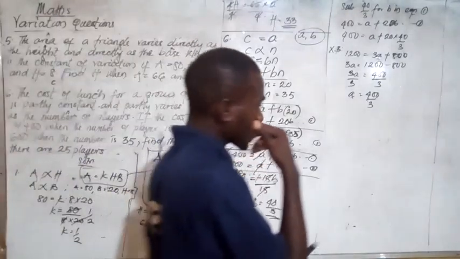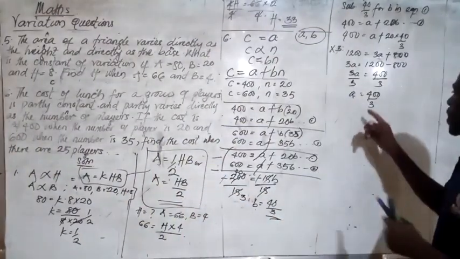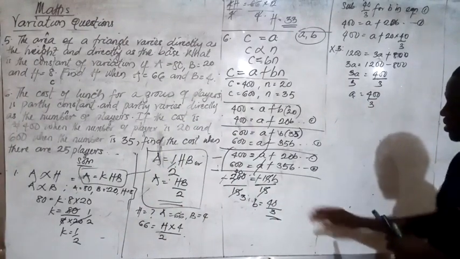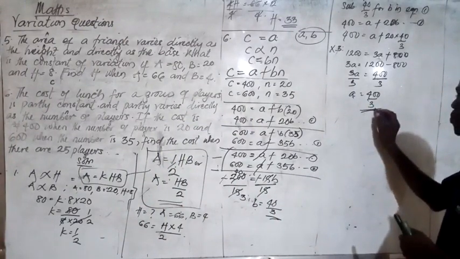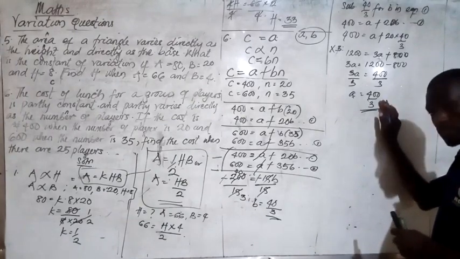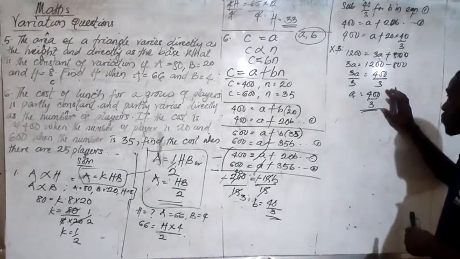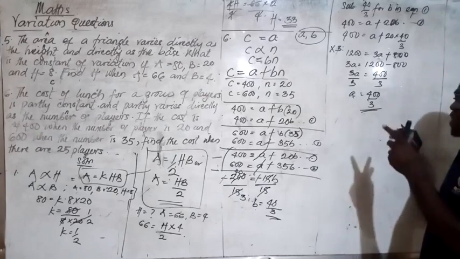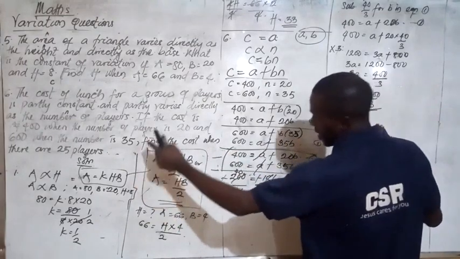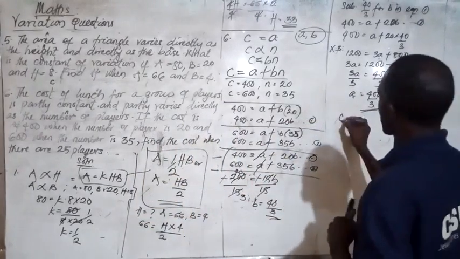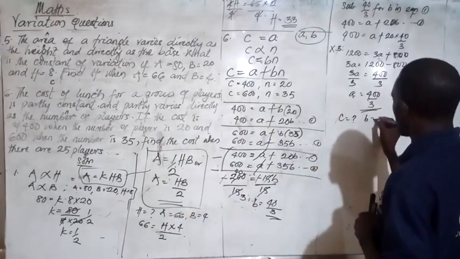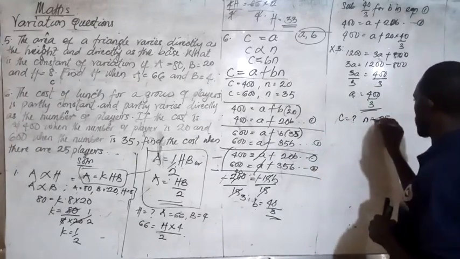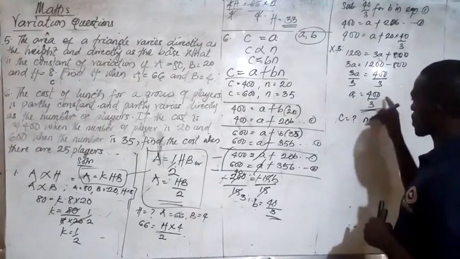Now you might be surprised that the reason why I am not modifying my answers is because these are constants and we're still going to use them to solve for other values. So we can stop here and leave our answer in this form. So we will now find the cost when there are 25 players. So we are expected to find C now when n equals 25. So we've gotten A constant and B constant.